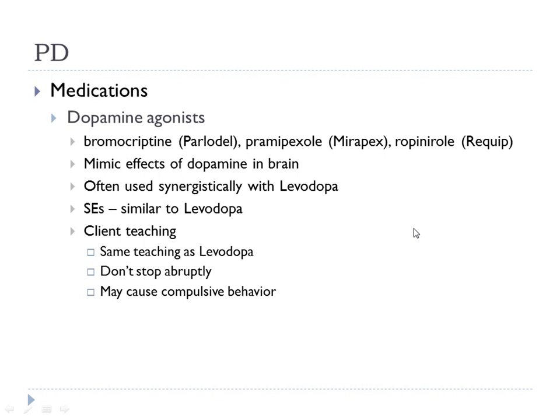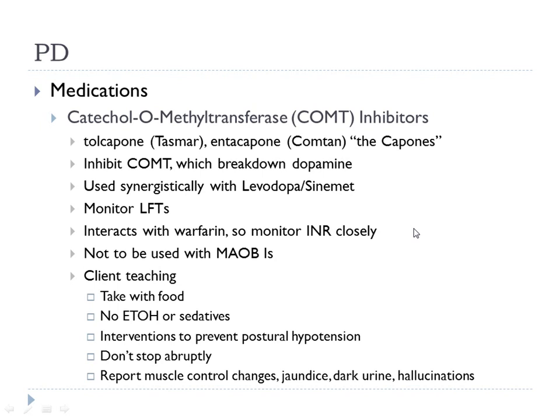The COMT inhibitors, I think of these as the Capones. So these are your Italian medications, and they all end in capone. These inhibit, I'm not going to try to say that, catechol-O-methyltransferase. They inhibit COMT, okay? And COMT is involved with the breakdown of dopamine in the body. They are hepatotoxic, and this medication should be used very cautiously in the patient who is taking warfarin, Coumadin. Contraindicated with MAOBs, okay?